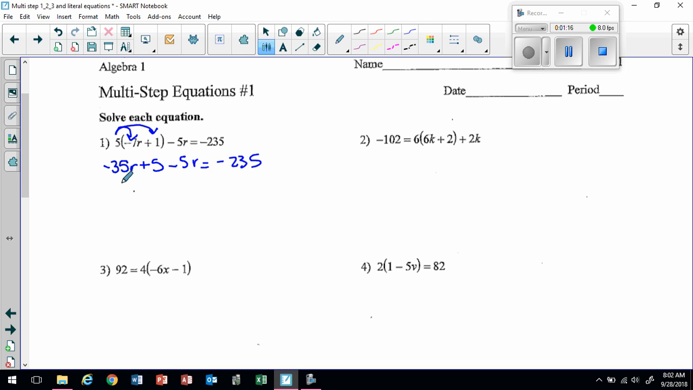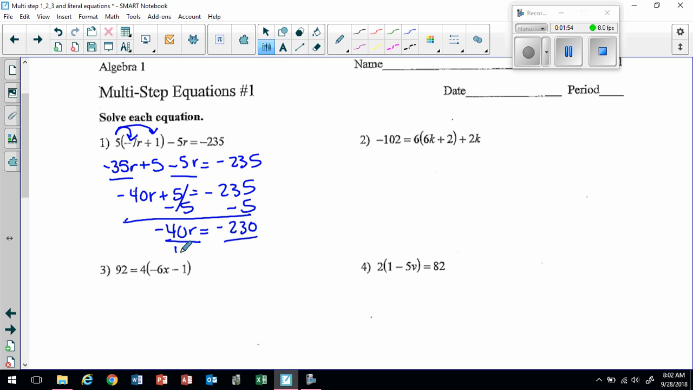All right. What do I do next? I have to combine my terms. The only 2 terms that I have that are the same are my -35R and my -5R. So that's going to give me a -40R plus 5 equals a -235. Now I'm going to subtract my 5s on both sides, right? Now I have a -40R equals a -230.